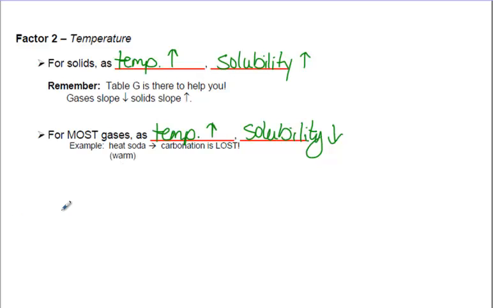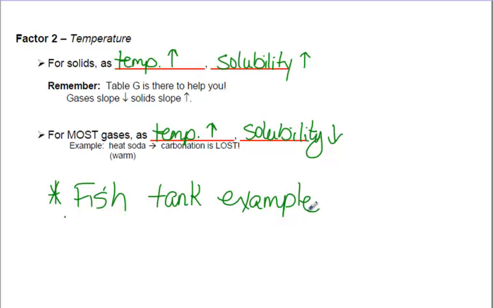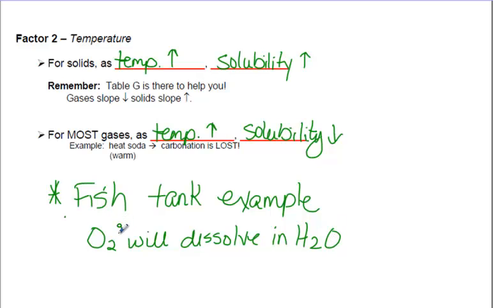Another great example of this would be a fish tank. For those of you who have fish tanks, if you listen to me, because I'm not going to write it all down, O2, oxygen, will dissolve in H2O. This is a gas, O2 gas, that will dissolve in H2O at a specific temperature, which allows the fish to breathe underwater. It allows them to survive.